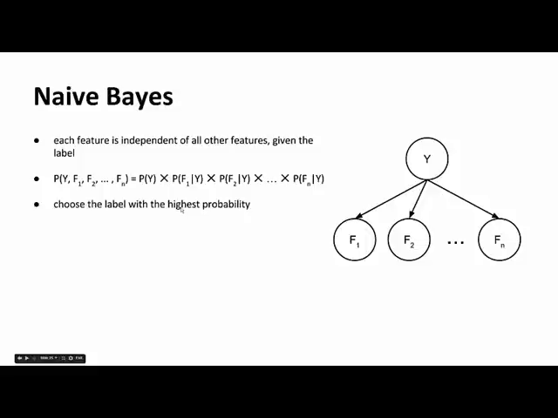And then basically when we get some test data sample, we're going to compute all the features for that sample. We're going to calculate the probability that Y is spam given all the features, and then the probability that Y is ham given all the features. And then we're just going to take the label with the highest probability, and that's going to be our label.